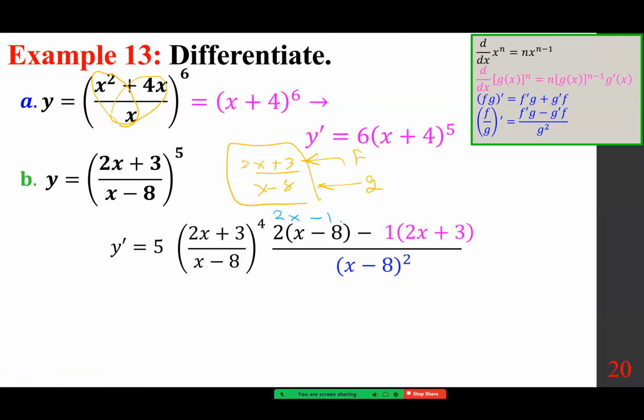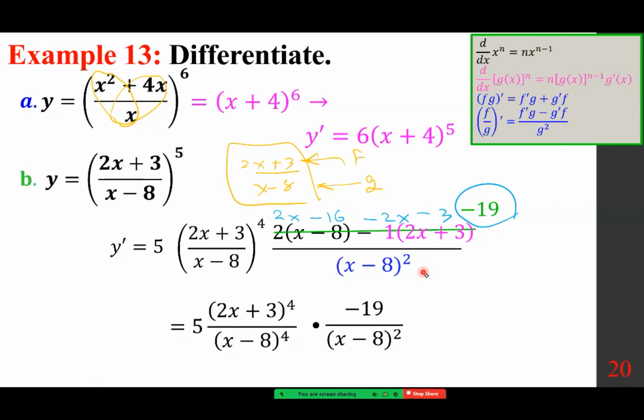2x minus 16 minus 2x minus 3. They add up to negative 19. Everything in the numerator simplifies to negative 19. So again, just to make sure we know what we are doing, I'm going to keep it intact just the way it is. I'm going to separate this from the top and the bottom because sometimes students don't see that this has an exponent 4 with 2 becomes 6. But I want you to see that.